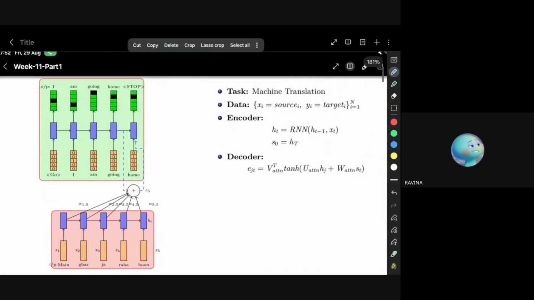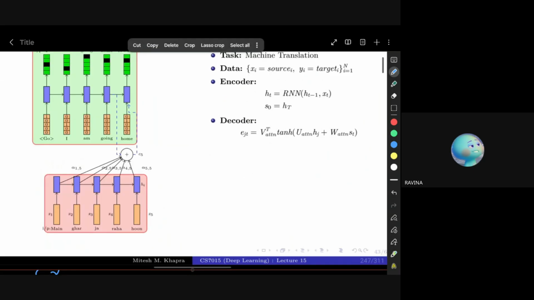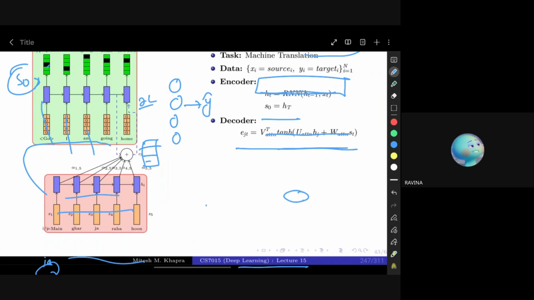Just a small mistake, it should be st-1 here. Now st-1 is whatever it has predicted here, which should have gone to this timestamp. So we'll use that st-1 and all the hj's to compute an attention score between each of them. Between h1 and st-1 we have to compute a score, then h2 and st-1 we have to compute the attention score, and similarly for all of them.